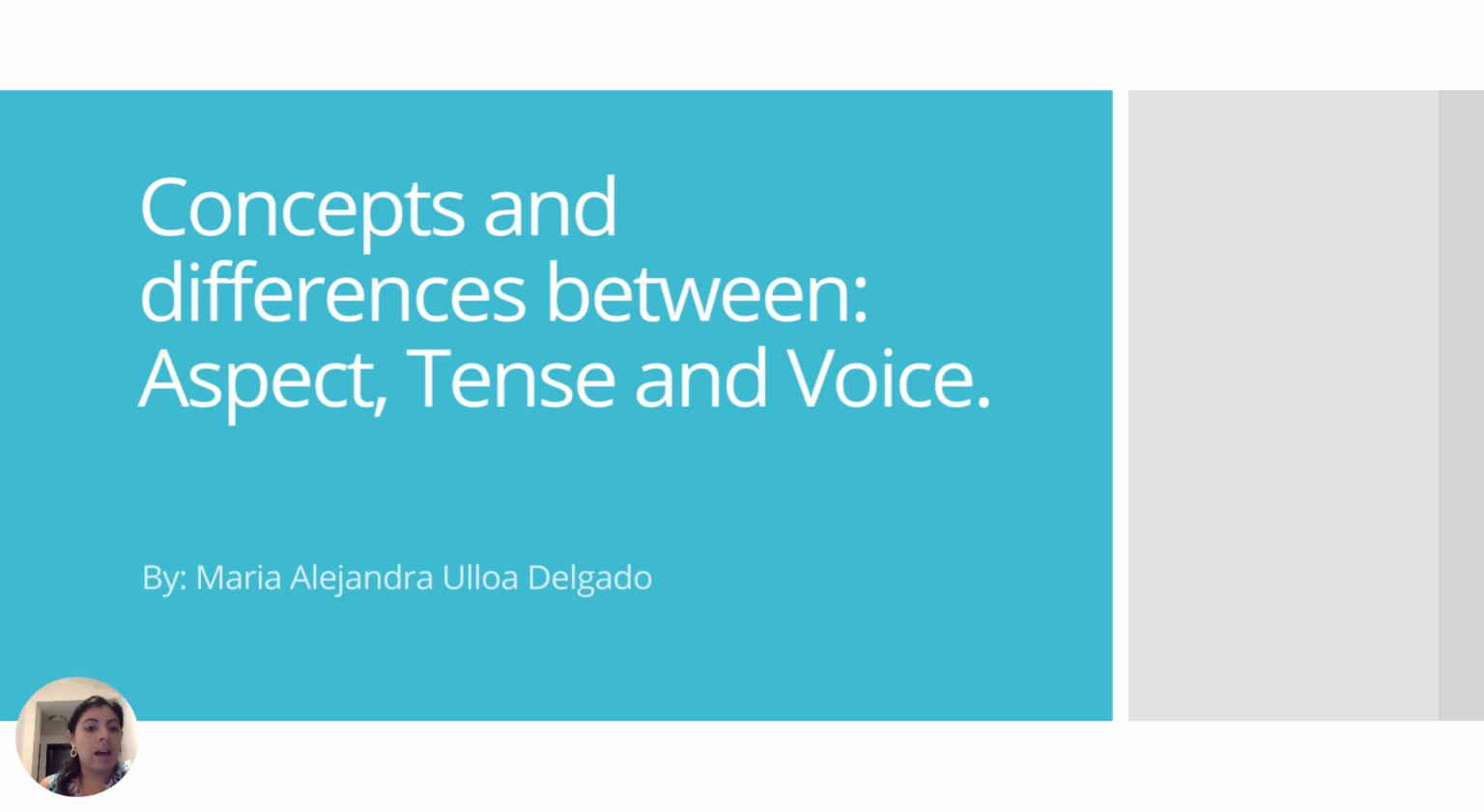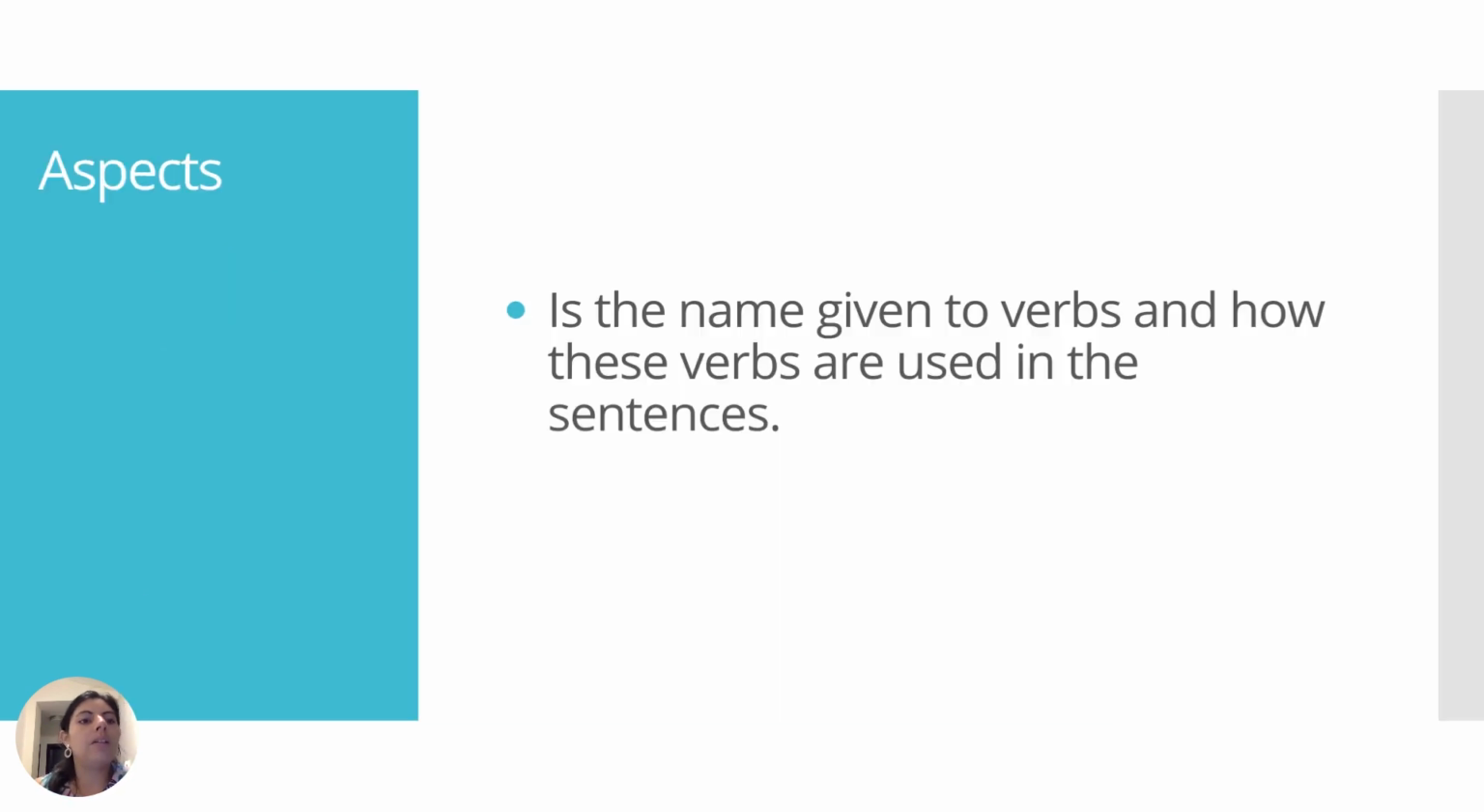Today I am going to be talking about the concepts and differences between the aspects, tense, and voice. As we know, it is important to understand that to build a sentence, a clause, or a phrase, it is important to understand the aspects, the tense, and the voice. For example, here we have the aspects of a sentence. The aspect is the name given to a verb and how these verbs are used in the sentence.